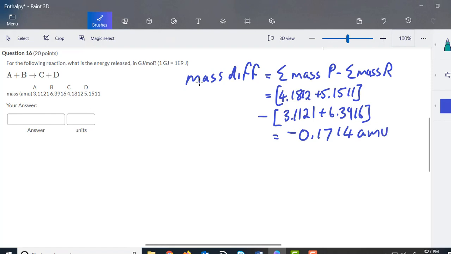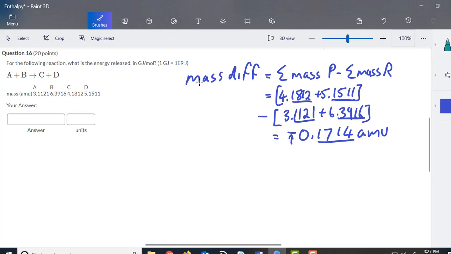The number of significant figures here, these are all 4 decimal places, or 4 places past the decimal. So our answer comes out to be 4 places past the decimal as well. So that's the mass in AMU, or the mass difference. You'll notice it's a negative value. We expect it to be because we lost mass going from the reactants to the products. The products were less mass than the reactants, essentially.